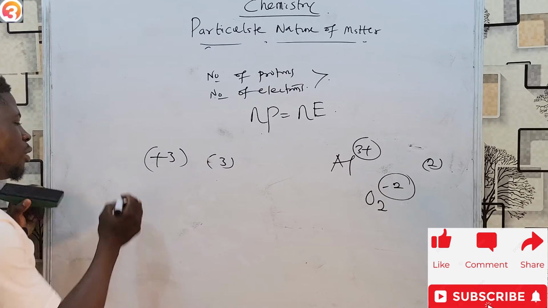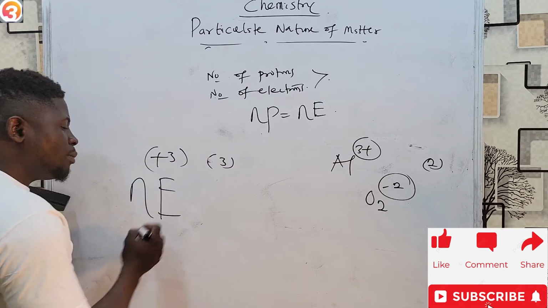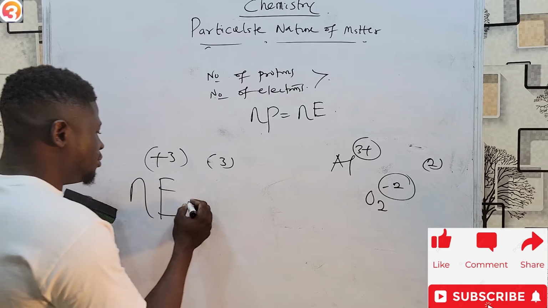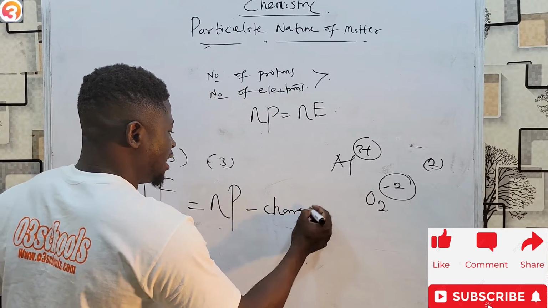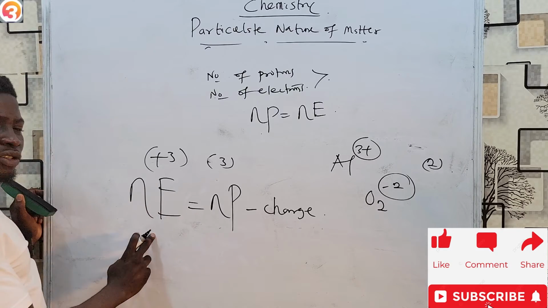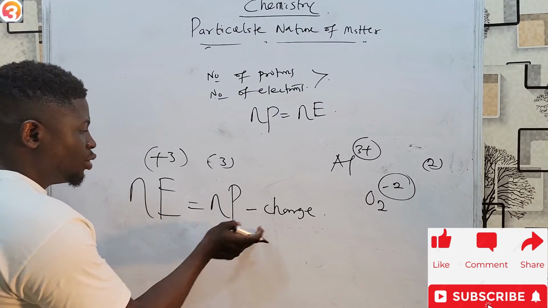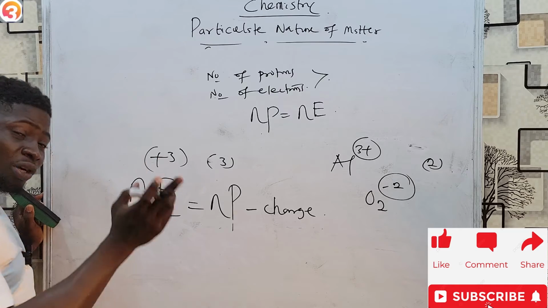So the number of electrons in an atom is equal to what now? Number of protons minus charge. So if you know the number of electrons and you're looking for the number of protons, you can just rearrange it. You have been taught change of subject formula.